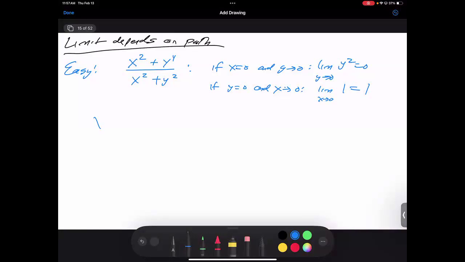So let's look at x squared plus y to the fourth over x squared plus y squared. Where is this bad? It's bad when y equals 0, right? So let's subtract x to the fourth plus y. I want to do it this way. Okay, what if I looked at something like this? x to the fourth plus y to the eighth over x to the fourth plus y to the fourth.